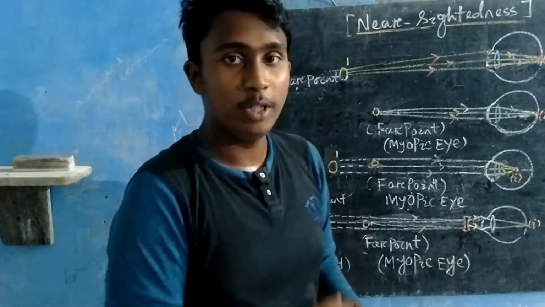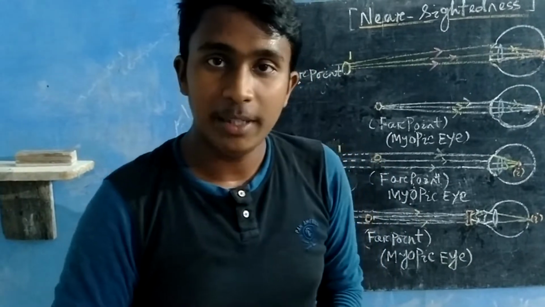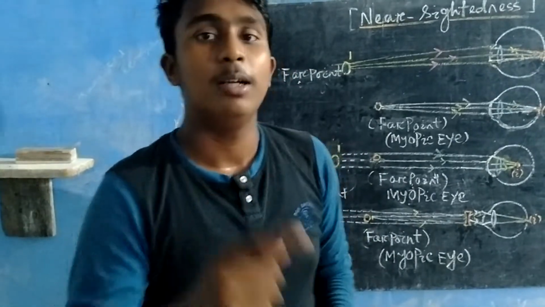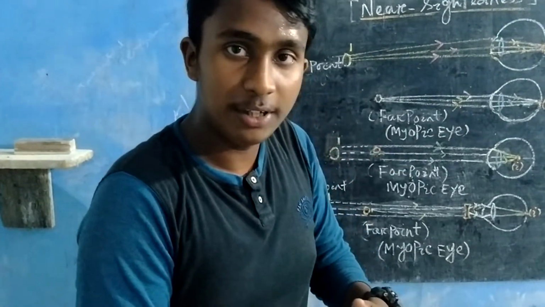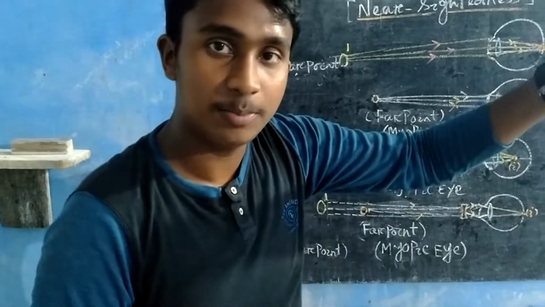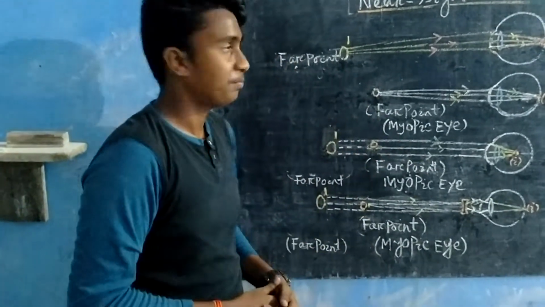Friends, before going to the discussion, my topic is nearsightedness. What does it mean? Do you know? It means the person can see a near object clearly but cannot see a distant object clearly. For a better understanding, look at this picture.